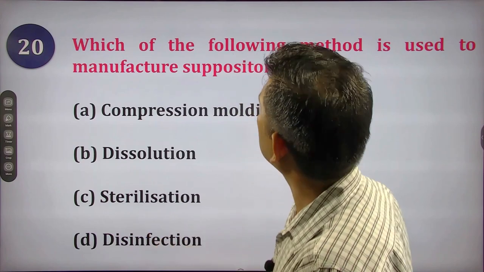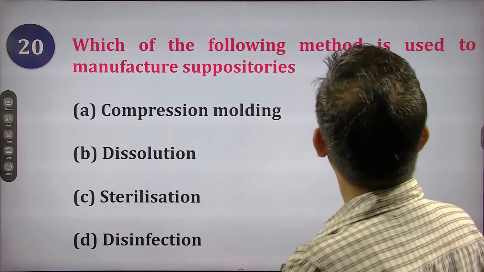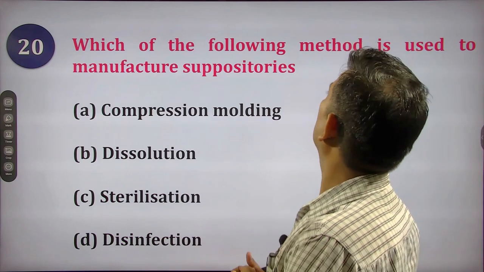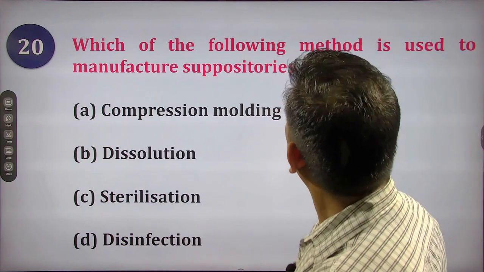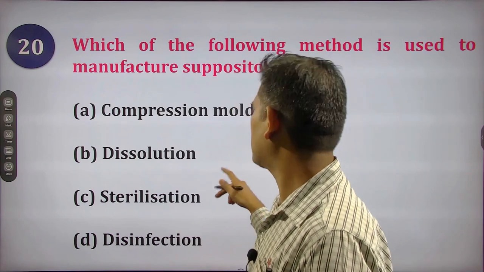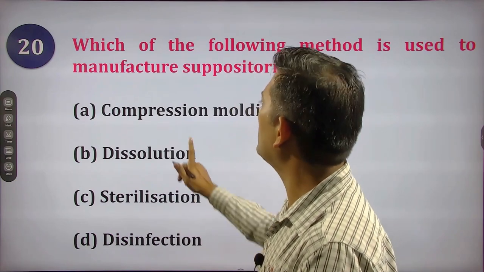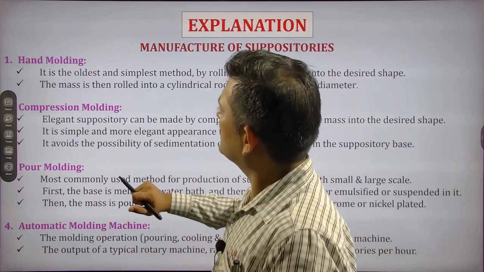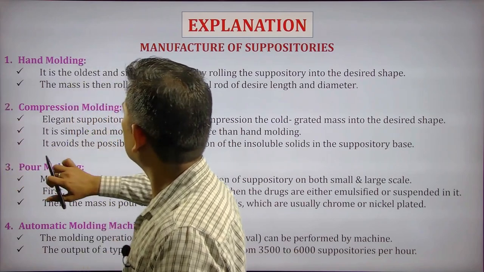Getting it? Next and last question: which one of the following methods is used to manufacture suppositories? For the manufacture of suppositories, the options are compression method, molding method; dissolution is not there, sterilization is not there, disinfection is not there. The answer is compression molding method. Let us have a little description regarding it also.